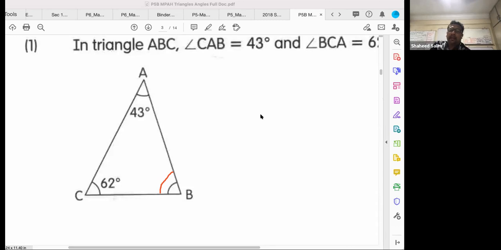Nayumi, use a calculator. So how to do, get 180 minus 43 minus 62. You minus this one, minus this one. You will get 75. Why? Because the 3 angles must add up to 180 degrees. Okay, we move on to the next one now.